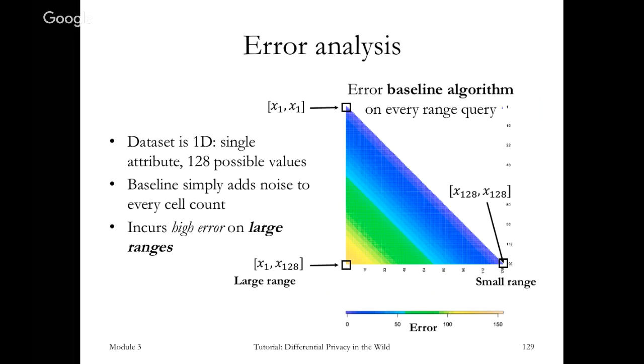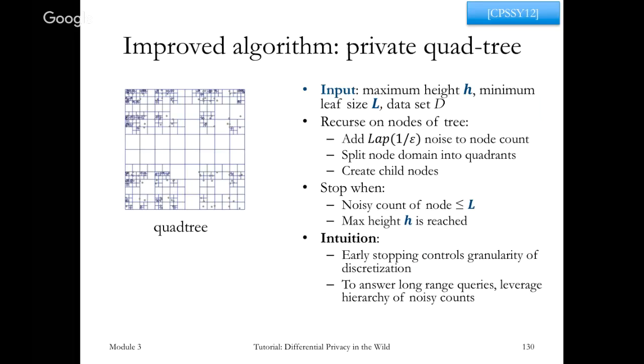And what this shows is that the baseline algorithm has fairly accurate answers for the individual counts, because you're just adding a small amount of Laplace noise to each one. But if you ask long-range queries, the error accumulates. And so you get this bright yellow indicating high error for large ranges. Okay, so let's come back and look at how we can do better.